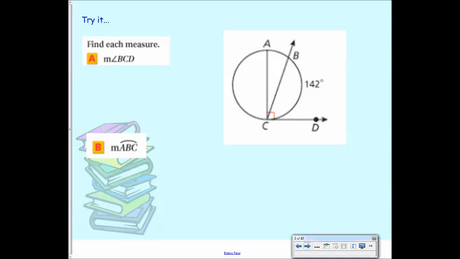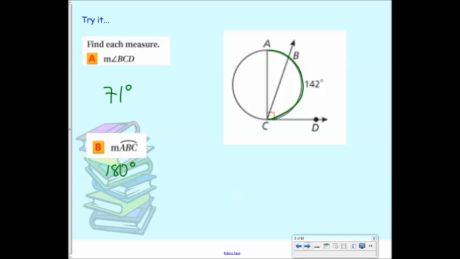So how would you find the measure of angle BCD? Half of what? 142. What's half of 142? 71. So angle BCD would be equal to 71 degrees. What about measure ABC? Where is ABC? It's an arc, right? It goes from A to C, but it has to go through B. So we go from A all the way to C. What angle goes with that? The 90-degree angle, which means the arc has to be 180. How else can you tell that?